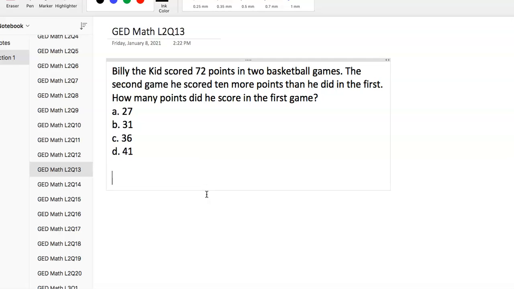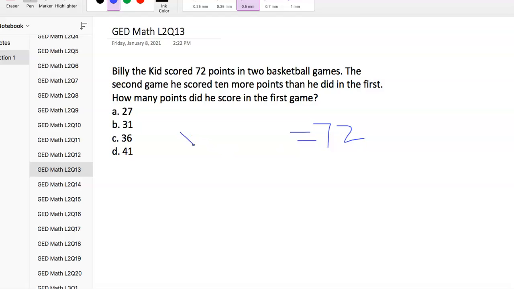All right, Billy the Kid scored 72 points in 2 basketball games. Okay, so our total is going to be 72. We can already know that. The second game, he scored 10 more points than he did in the first. How many did he score in the first?